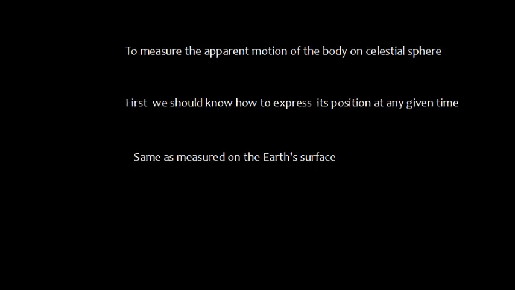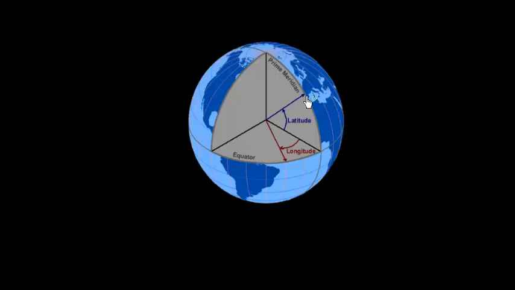The position is measured with the same technique as it is measured on the Earth's surface, that is, angular distances from a reference plane. This is how we measure distances on the Earth's surface. Suppose this is a point here and this one is the equator. So we take this angle and this is called latitude, and suppose this one is the prime meridian. From here this will be the longitude.